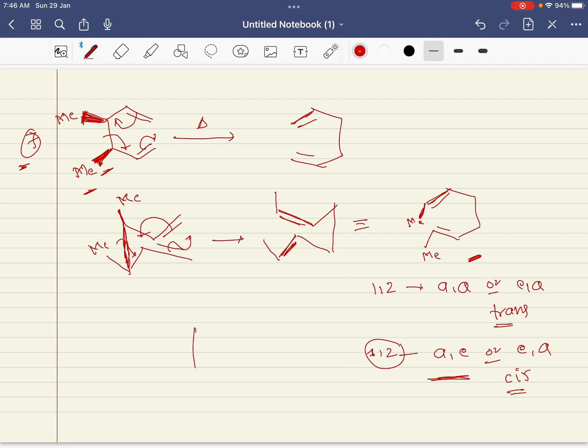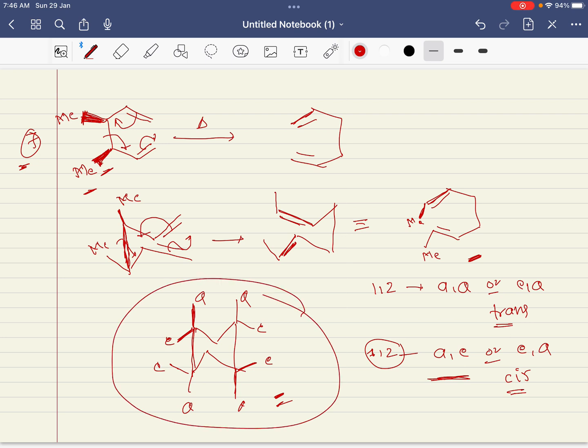For the people who don't know what is axial and what is equatorial, I will quickly explain. If you are writing above here, this is axial, and if you are writing here, this is equatorial. This is axial and this is equatorial. This is axial and this is equatorial. This is axial and this is equatorial. This we'll study in detail in our stereochemistry lecture. For the time being, you understand this.